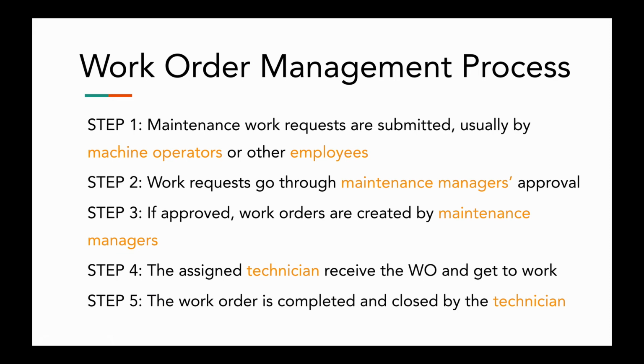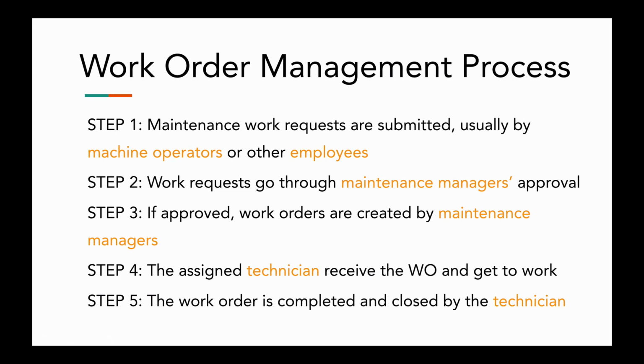And then work requests go through maintenance managers or technicians, supervisors' approval. Not every work request results in a work order. Sometimes the service to be performed on the work request is not under the maintenance team's jurisdiction, or sometimes the material necessary to perform the service is not available at the moment. If the work request is not approved, a notification goes back to the machine operator or employee who requested. And if approved, a work order is created by the maintenance manager. This involves the parts we covered on the last slide.